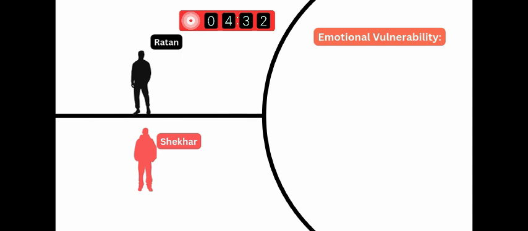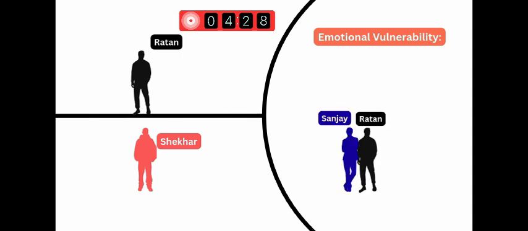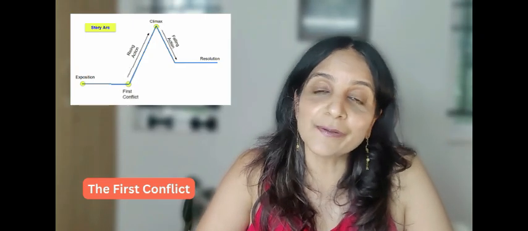And what's the emotional vulnerability? The emotional vulnerability of our main character, that means our protagonists, who are Sanjay and Ratan, who are brothers, is that they come from middle class. So relationships and dignity and pride are really important for them. Next comes the first conflict.